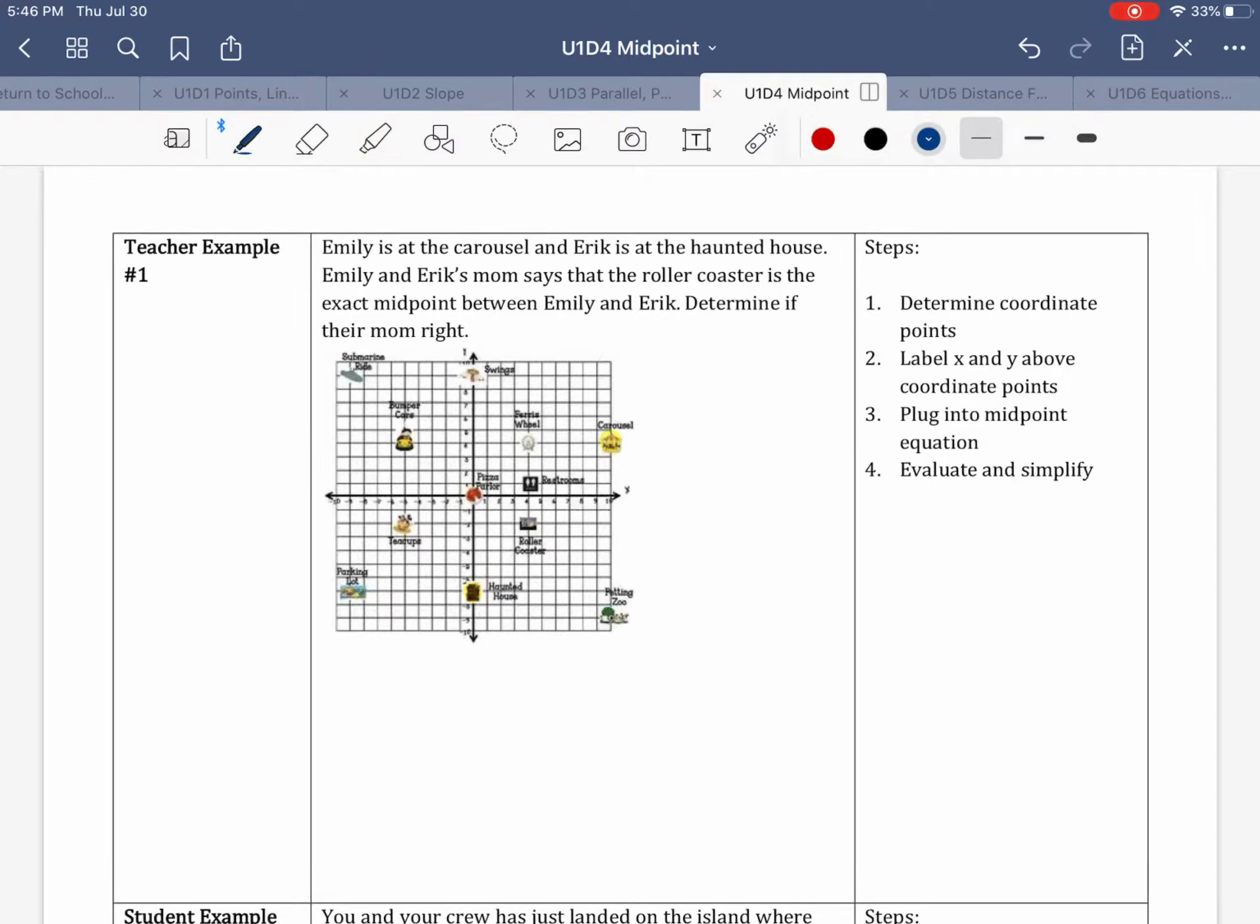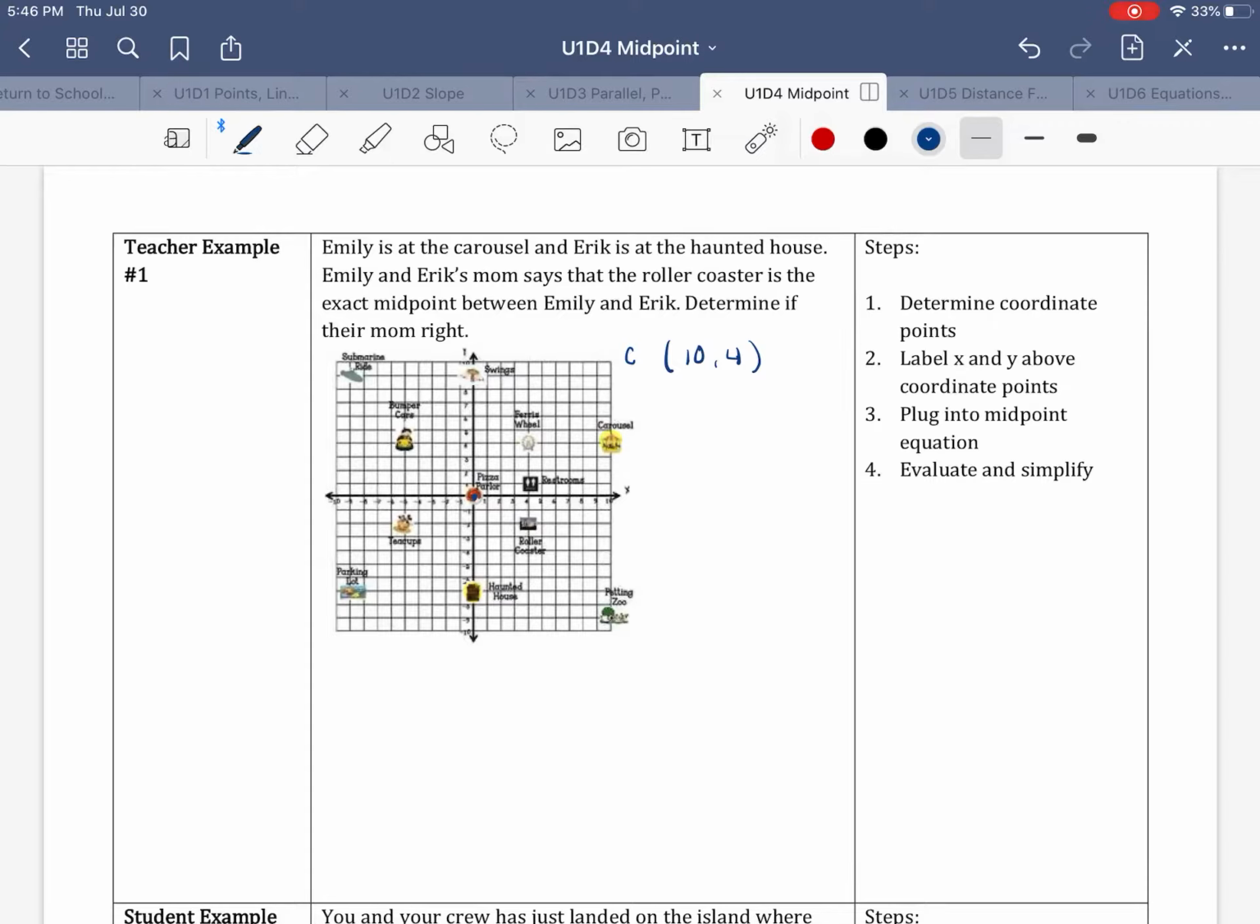In order to do this, we're going to need to start out by figuring out the coordinate points of the carousel and the haunted house. So here, I'm going to write a C for carousel. And if we look, we have our very origin center here. We go over 10 and then 1, 2, 3, 4. So this is a coordinate point for the carousel.